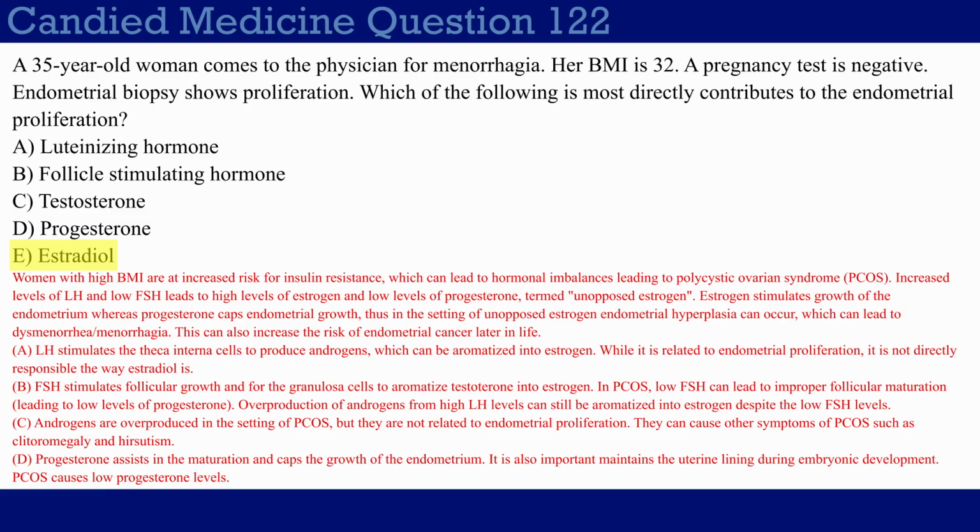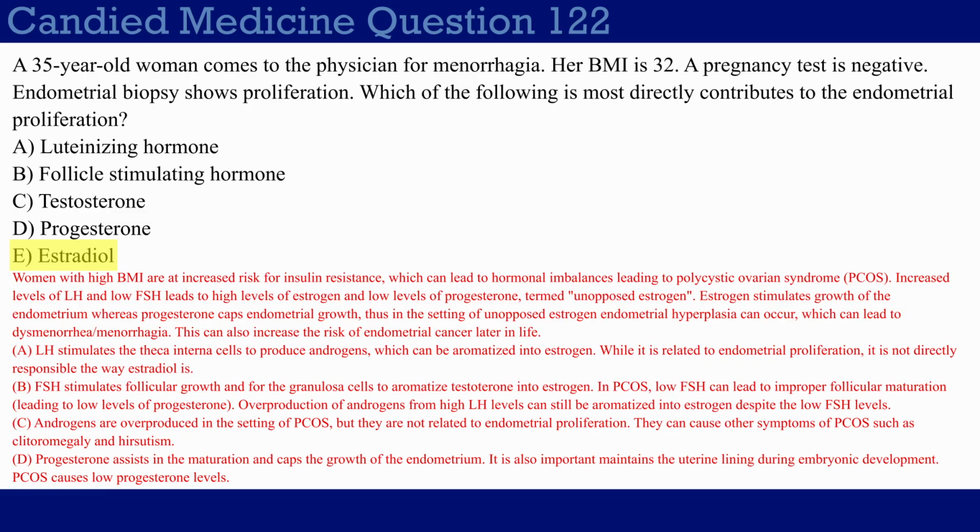Choice C, testosterone is wrong. I mean, similar to choice A, even though this is technically related because androgens are overproduced in the setting of PCOS and they do get aromatized into estrogen, once again, we have a better answer choice in choice E, estradiol. So not the best answer choice here. Choice D, progesterone. I mean, this is similar to choice B, right? Because we have low levels of progesterone because of the low FSH leading to no formation of a corpus luteum.